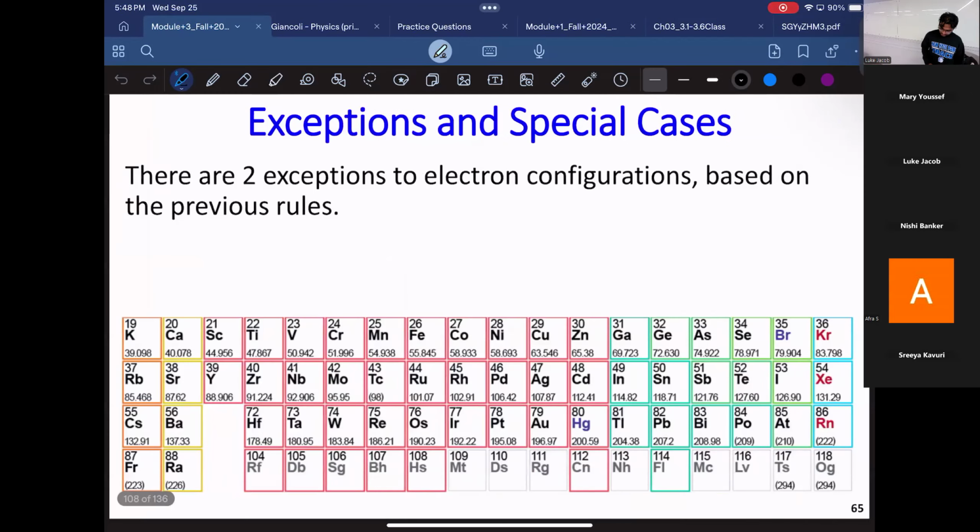Does anyone have any questions about the exceptions? Copper and the copper group, all of these right here, and chromium. That entire group also has the same exception. So silver would have it, molybdenum, tungsten would have that, and gold would have that if they were to ask.